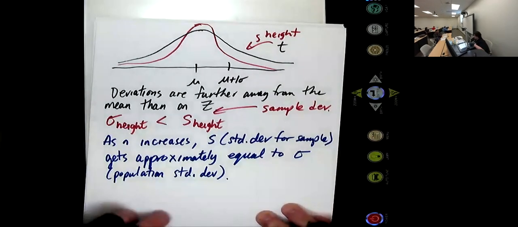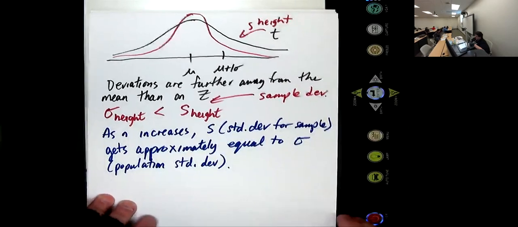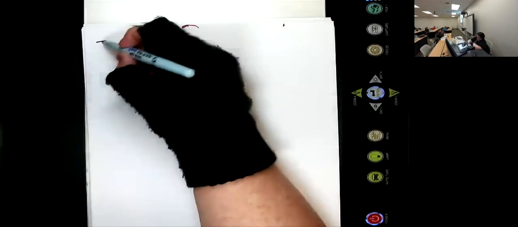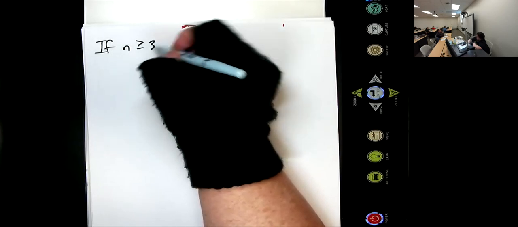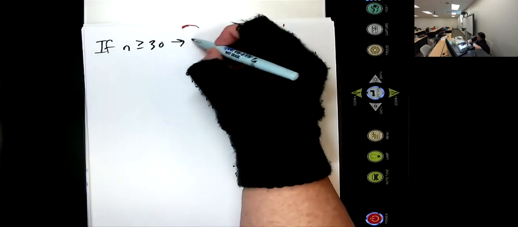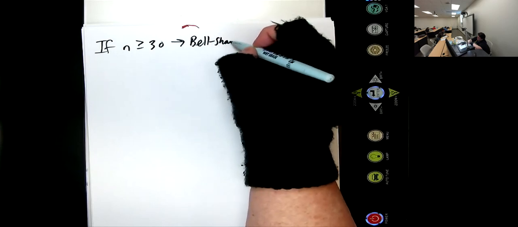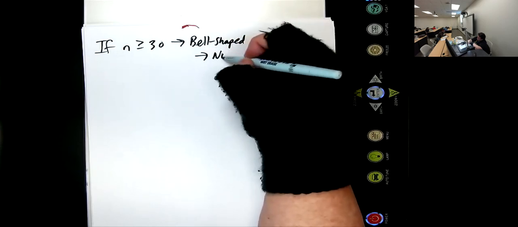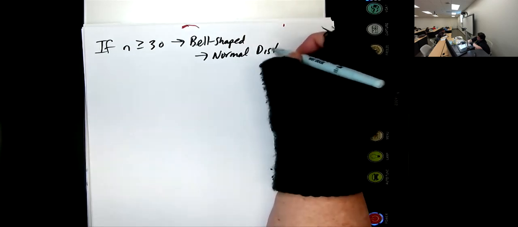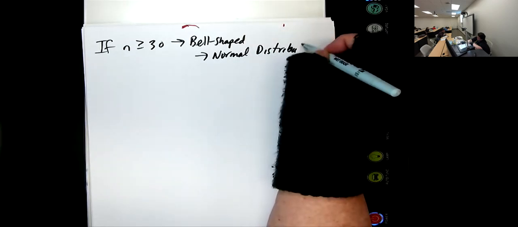All right, so let's go on. That's the boring stuff that you need to know: why T works. As n gets larger, it effectively starts looking like the normal distribution. In fact, if n is greater than or equal to 30, it's approximately bell-shaped, and we can use the normal distribution. It's normally distributed.